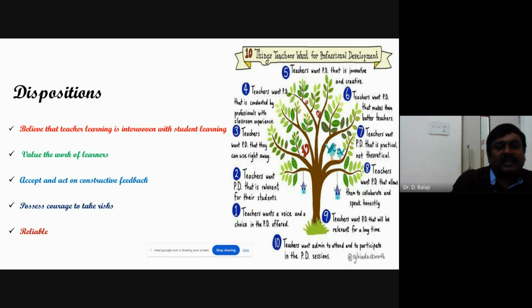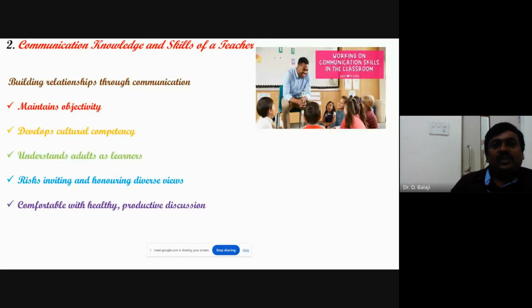Okay, next. The second one is communication knowledge and skills of a teacher. What should the communication knowledge and skills of a teacher be? Building relationships through communication. How? Maintain objectivity: the ability to see a situation accurately without the influence of emotion. No emotion. Keep all these things aside and think accurately.